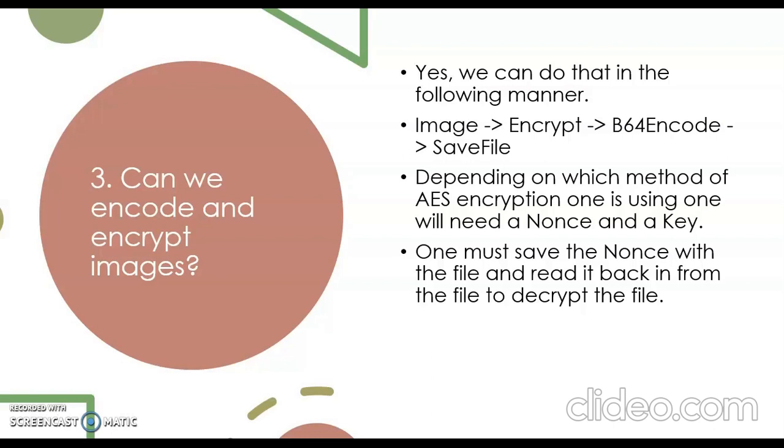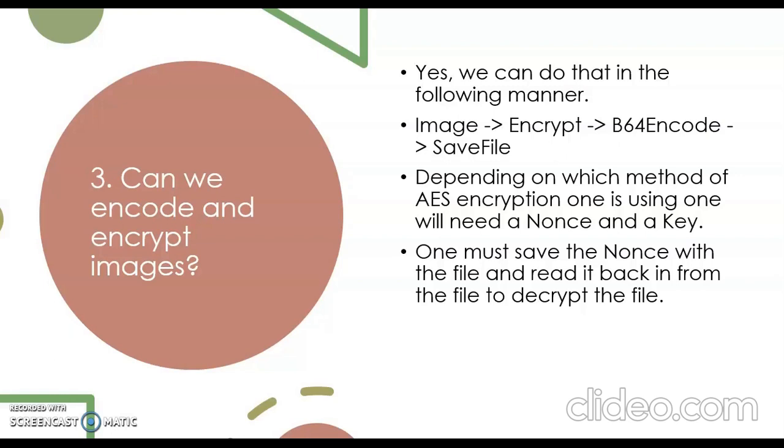So basically, depending on which method of AES encryption anyone is using, we need a nonce and a key. One must save the nonce with the file and read it back in from the file to decrypt the file. So this is a way to encode, encrypt and decrypt the image file.